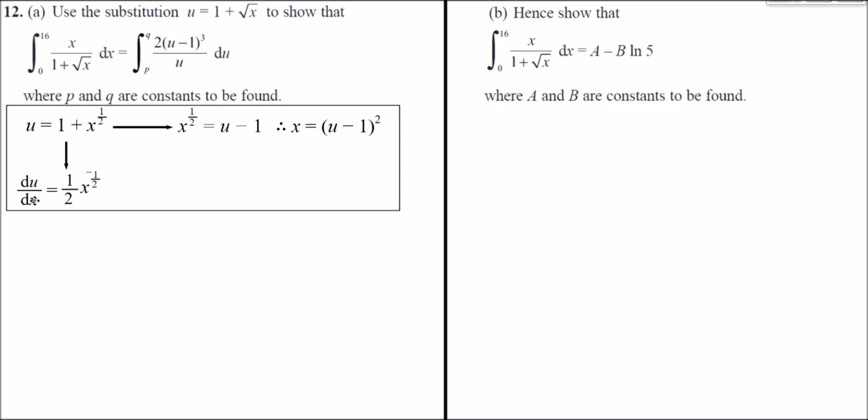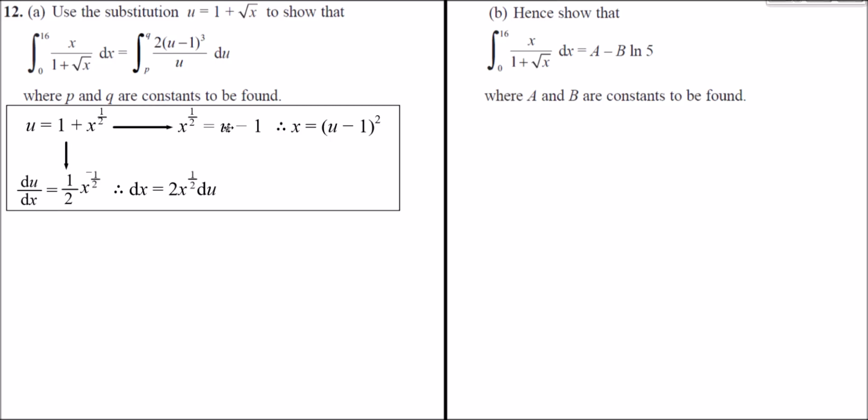So essentially I'm going to multiply through by dx, then double both sides, and then divide through by x to the minus 1/2. That'll give me that dx must be the same as 2 lots of x to the positive 1/2 lots of du. So now I've got dx in terms of du, and I'm also told what 1 plus root x is in terms of u as well. So it would appear that I'm pretty much done.